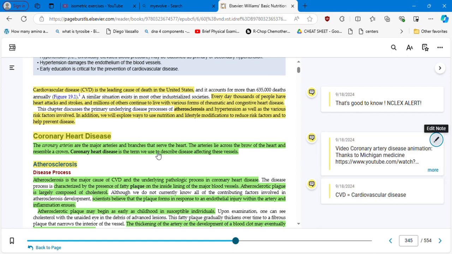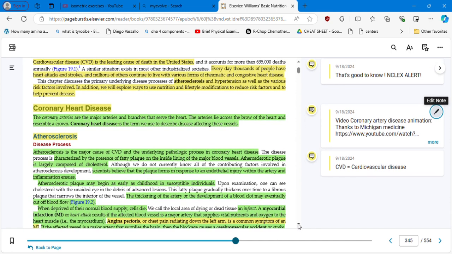So the coronary arteries are the major arteries and branches that serve the heart. We are not talking about the aorta or the venous artery that is entering the heart. No, we are talking about the coronary arteries, the arteries on top of the heart, like in a crown distribution, and those are the ones that are providing oxygen to the heart. The arteries lie across the brow of the heart and resemble a crown, as I was telling you. Coronary heart disease is the term we use to describe disease affecting these vessels.